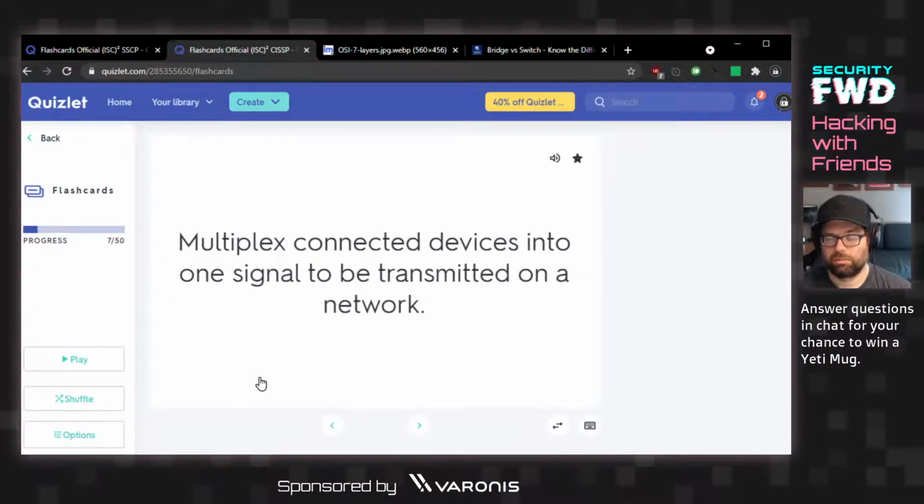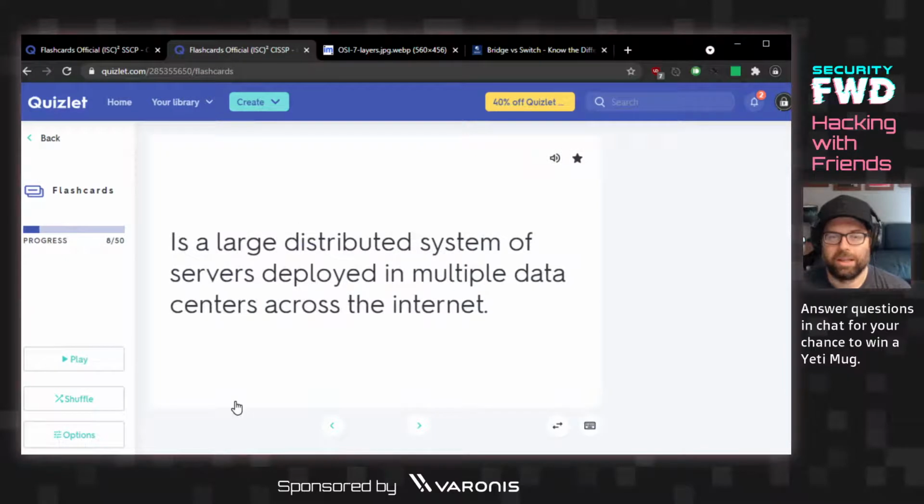Concentrators? I'm sorry if I'm just skipping through these. I don't have a lot of color to add to these, as it's something that I'm not so familiar with. All right. Is a large distributed system of servers deployed in multiple data centers across the internet.